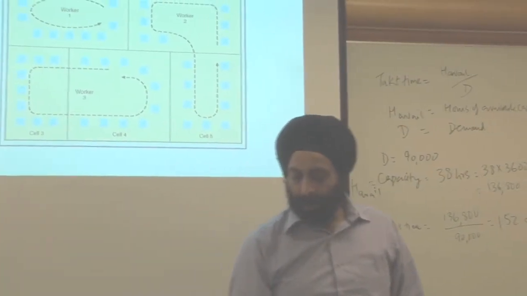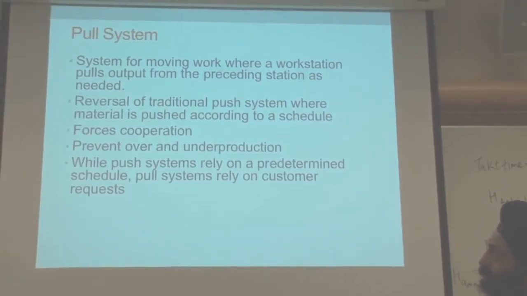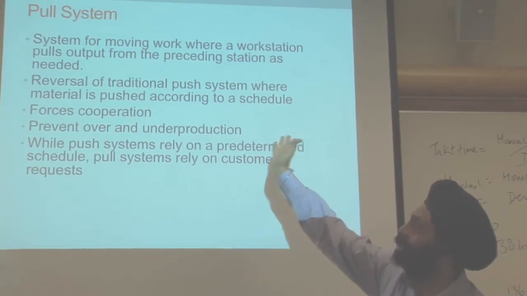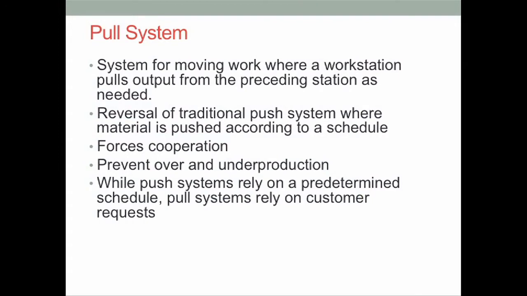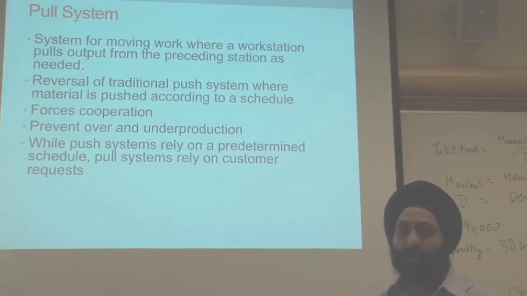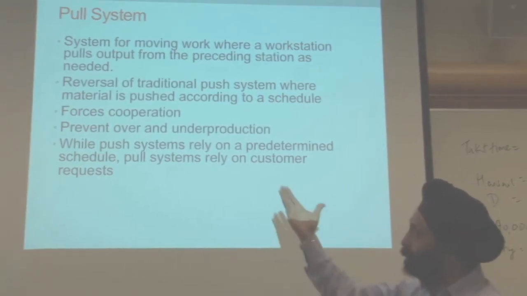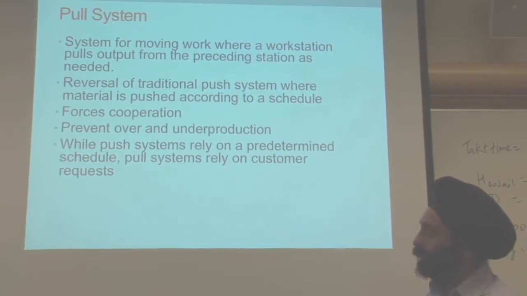Now the next concept is the pull system, which is one of the basic elements. A system of moving work where the workstation pulls output from the preceding station as needed, a reversal of the traditional push system where material is pushed according to a schedule. In this case, it forces cooperation. That is, we can only produce what the customer is demanding. So one has to really work collaboratively with other workers in order to make sure they are producing exactly what the needs of the customers are.